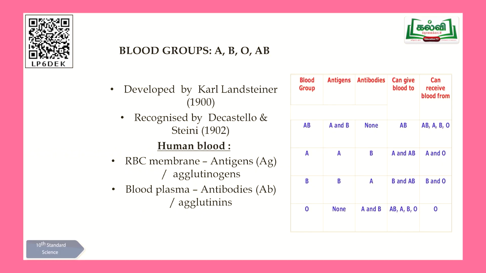If you are an A group person, you can give blood to A and AB, and you can receive from A and O, because O is a universal donor. You can give it to anybody. In O group individuals, antigens A or B are absent on the surface of their RBC, while antibodies A and B are present in their plasma. That is why persons with AB blood group are called universal recipients, as they can receive blood from any blood group. Persons with O blood group are called universal donors, as they can donate blood to any blood group.